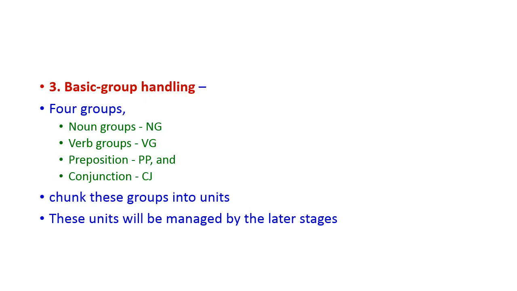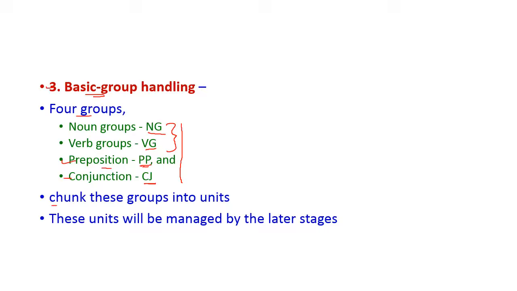The third one is basic group handling. When it comes to basic groups, there are 4 groups. First one is noun group NG, then verb group VG, and these two are the most important basic groups. The third one is preposition PP, and the fourth one is conjunction CJ. So these 4 are the basic groups.